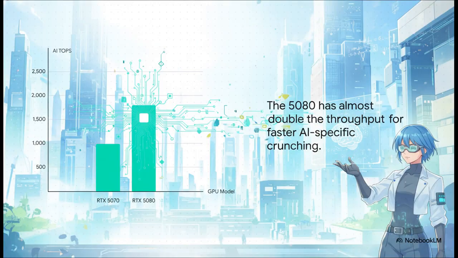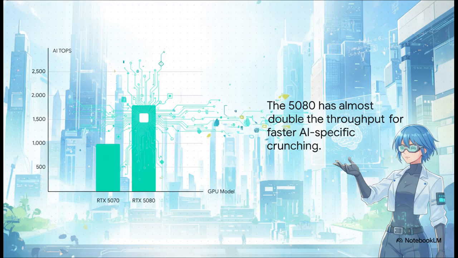Okay, this next one, AI TOPS, that's trillions of operations per second, is even more direct. This is a pure measure of how fast those specialized tensor cores can crunch AI-specific numbers. The 5080 has almost double the throughput, which means it can handle complex model layers and inference tasks much faster.